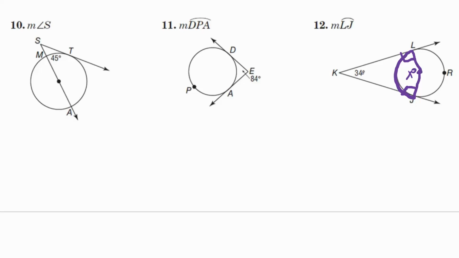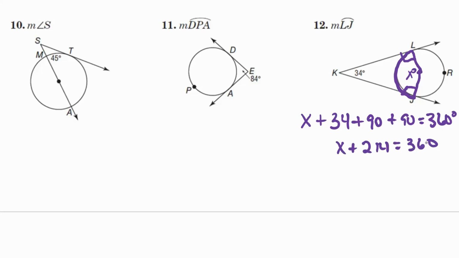I now have a quadrilateral that has four angles, 34 degrees, 90, X, and 90. These four angles have to add up to be 360 degrees. So X plus 34 plus 90 plus 90 equals 360 degrees. So X plus 214 equals 360. X equals 146 degrees, and that would be the measure of arc LJ.